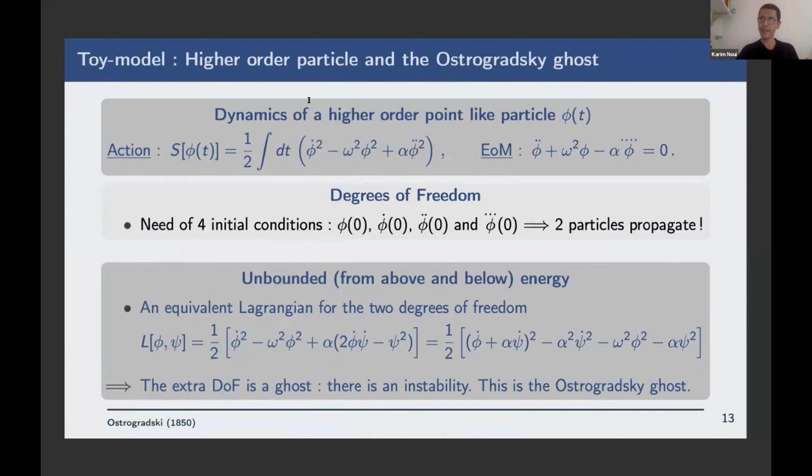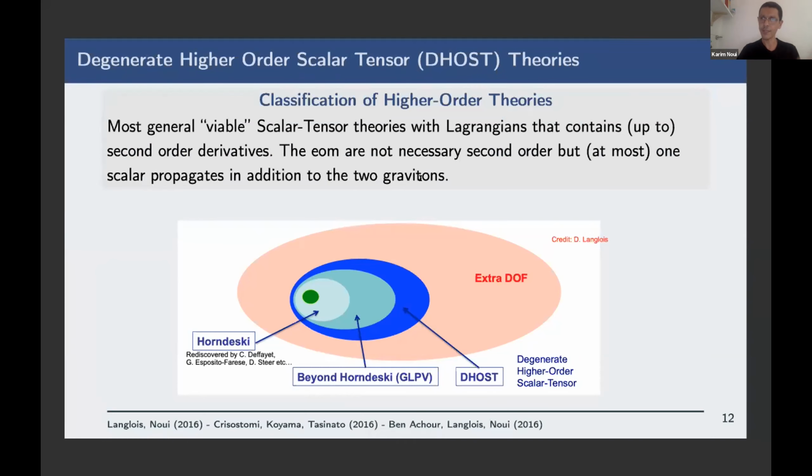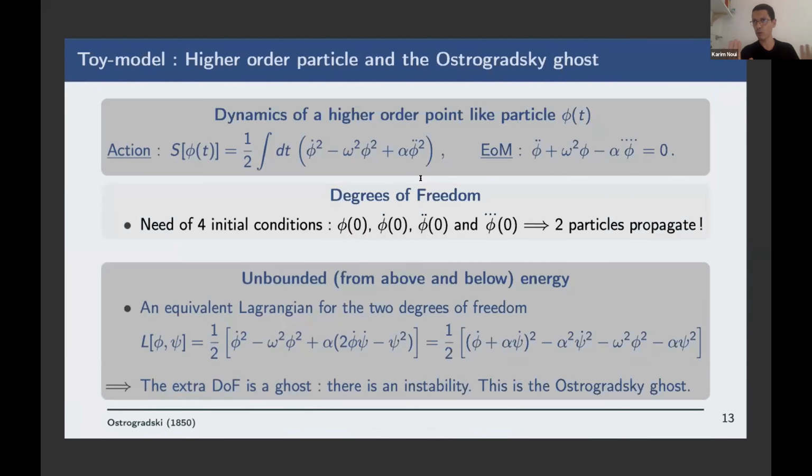So let me just tell you how this happens. What is the idea behind the classification of those theories? For that, I will use a very simple toy model. Let me start with this action here. What happens when we add higher order derivatives in the Lagrangian? Here you have an action for only one point particle, so we have phi of t only. You have here the harmonic oscillator, and you add a coefficient alpha, which is supposed to be constant, times this higher order term. If you look at the equations of motion, because of alpha, the equation of motion for phi comes with a fourth derivative.